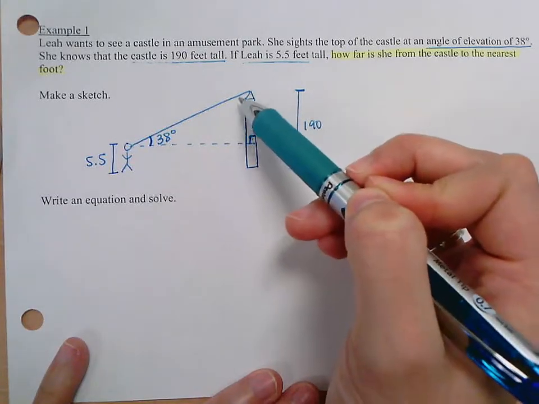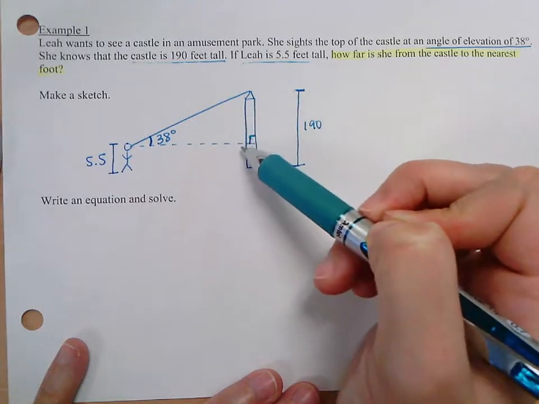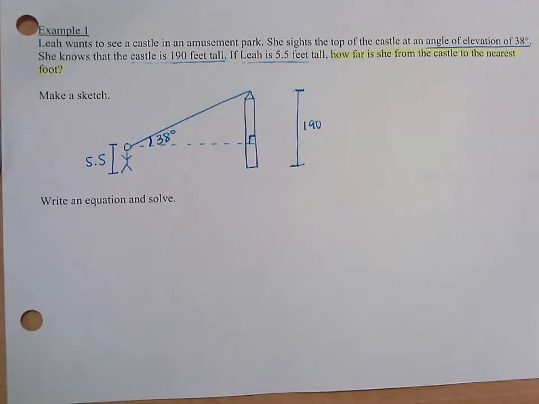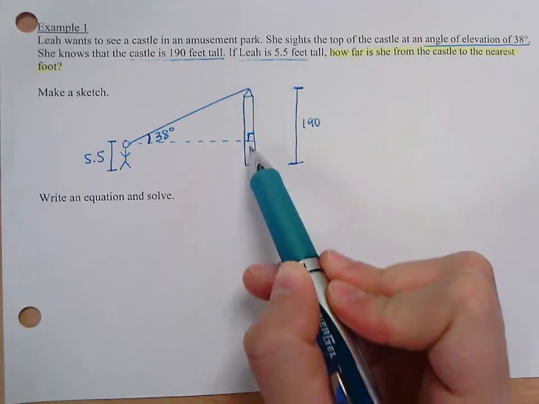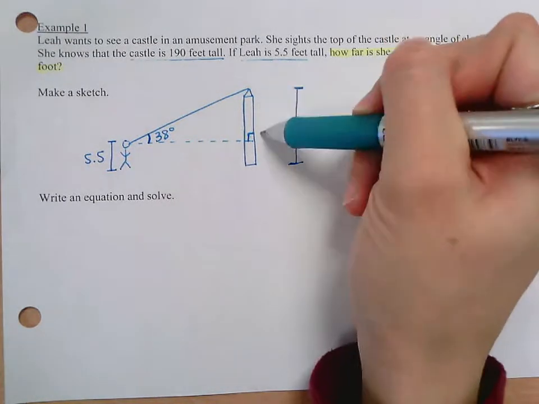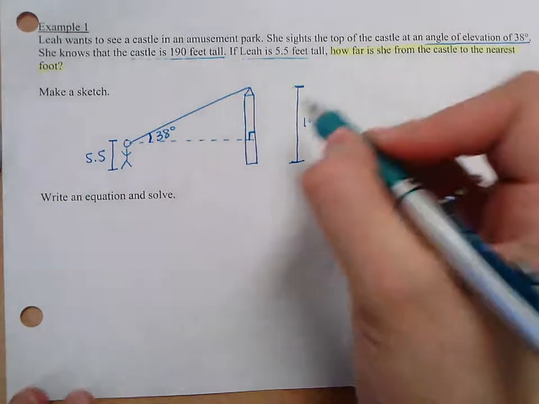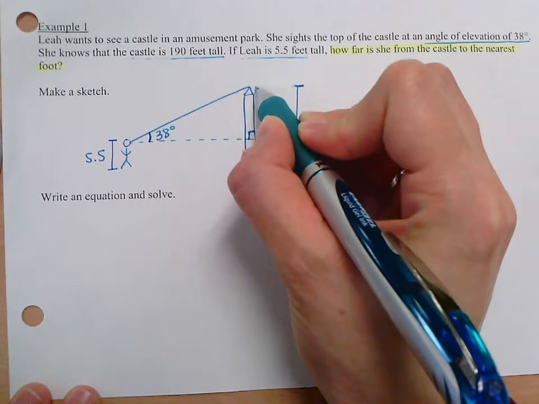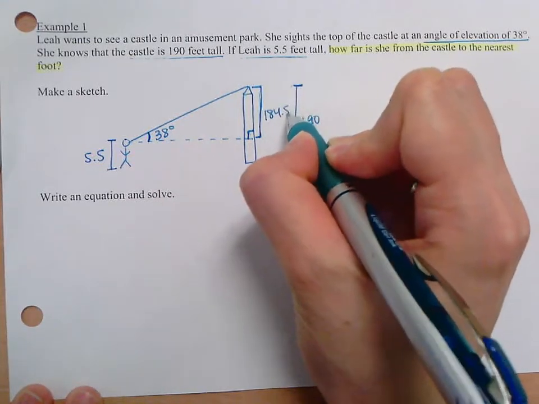Okay, so how would I figure out what the vertical side of my right triangle is? Yes, subtract this right here. I know this is obviously not to scale the way I drew this. This right here is Leah's height. This is 5.5. So to find this side of my right triangle, I have to take 190 and subtract 5.5. So this is actually 184.5.